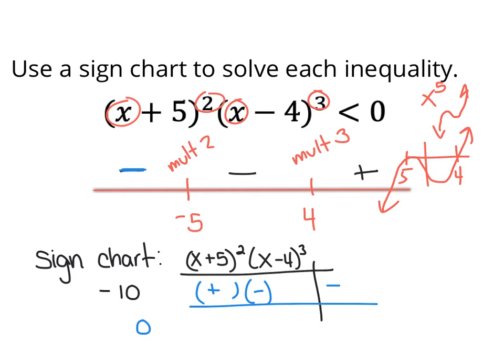Something between -5 and 4, I'm going to pick 0. 0 plus 5 would be 5 squared is a positive. 0 minus 4 is a negative. Raised to the third would also be negative. So I'm going to get a negative answer, which is what I stated.